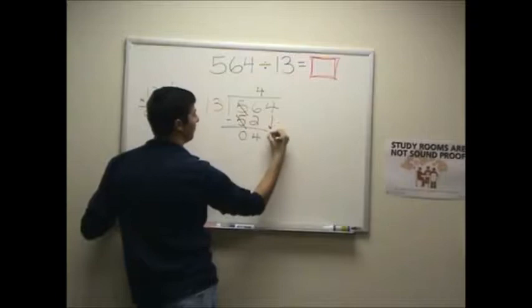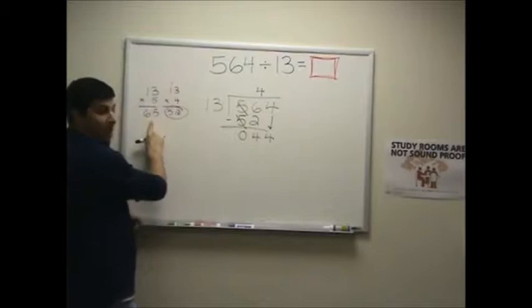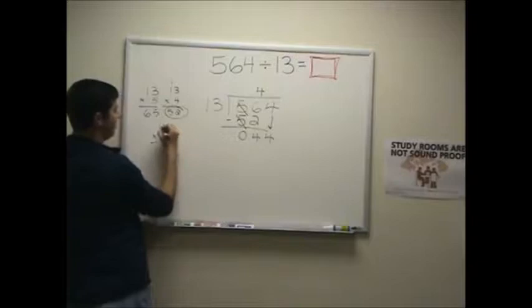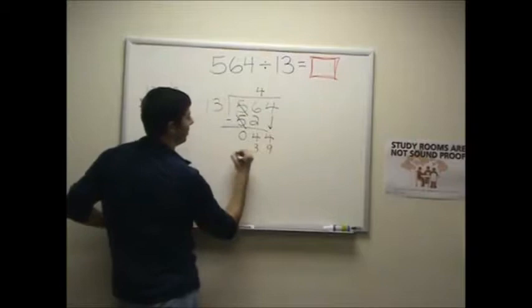Now, how many times does 13 go into 44? Well, I know it's not 5, and I know it's not 4, because those are both too high. Let's do 13 times 3. 3 times 3 is 9. 3 times 1 is 3. 39. That's close. That's as close as we're going to get. So 39. We're going to minus.